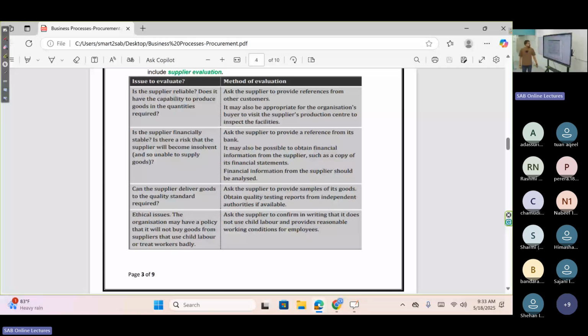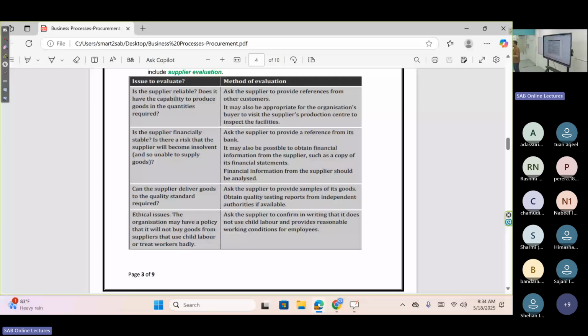Second one, financial stability, whether he can deliver continuously or not. For that, we can request their latest audited accounts or latest management accounts, then we can see their operating cash flows. If their operating cash flows are positive, okay, they can continue for more than 1 or 2 years. If they have net assets, that is also a positive indication. If they have profits, that is also a positive indication.